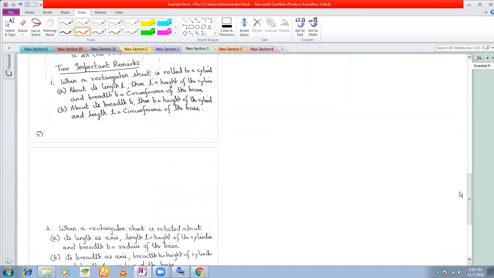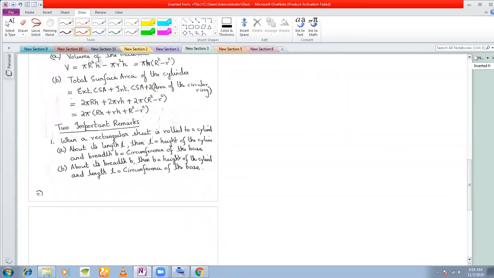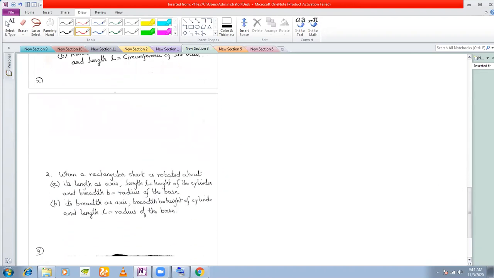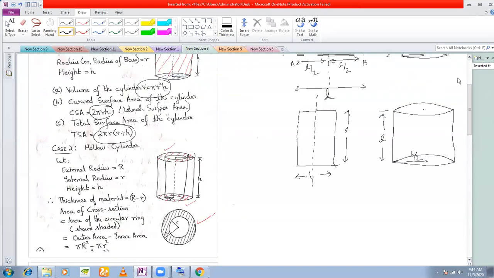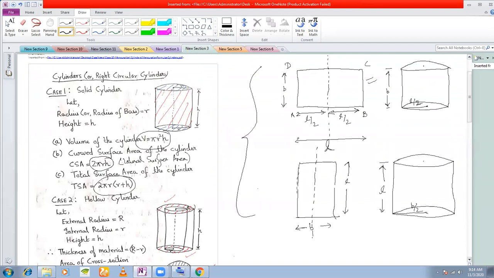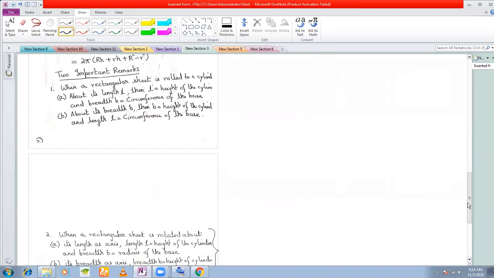Now, the remark I have given you here. In remarks, in fact, I have given you a definition of a cylinder. In the second remark, I was talking about this part, the definition of the cylinder. Let us come to the first remark.